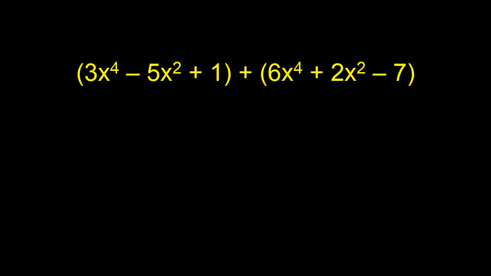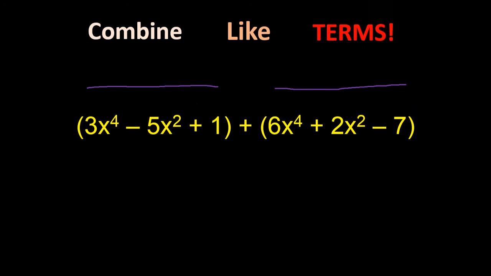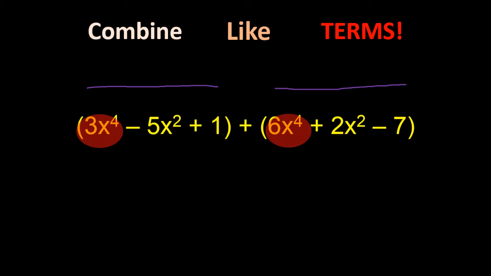Now let's take a look at these two polynomials. We have 3x to the 4th minus 5x squared plus 1. And another polynomial, 6x to the 4th plus 2x squared minus 7. I'm adding these two polynomials together. So when we add two polynomials together, we need to combine like terms. So we have 3x to the 4th and 6x to the 4th. These two are like terms, and by adding the numbers 3 and 6, we have 9, and we don't do anything with the variable in this case, which is x to the 4th.